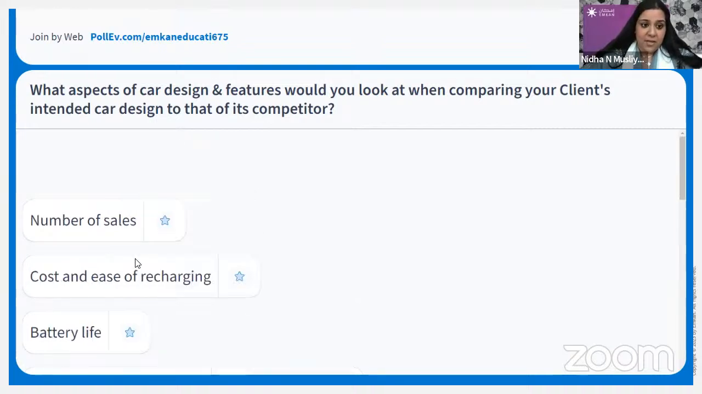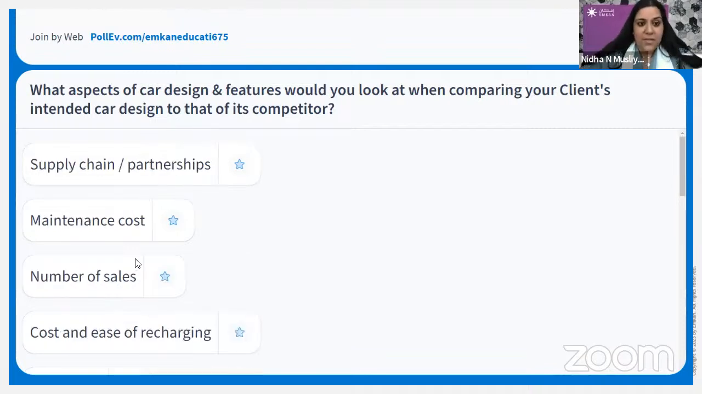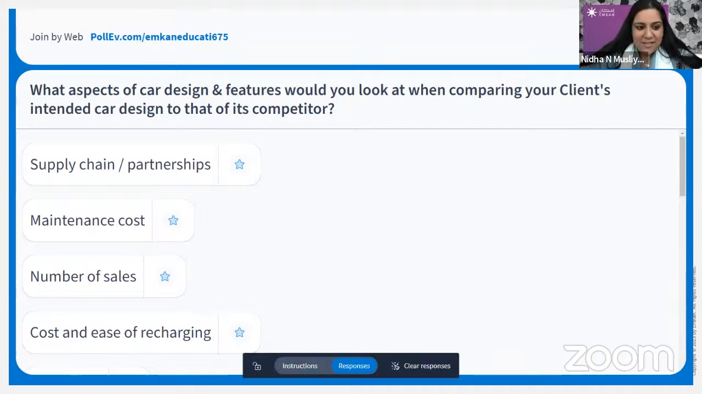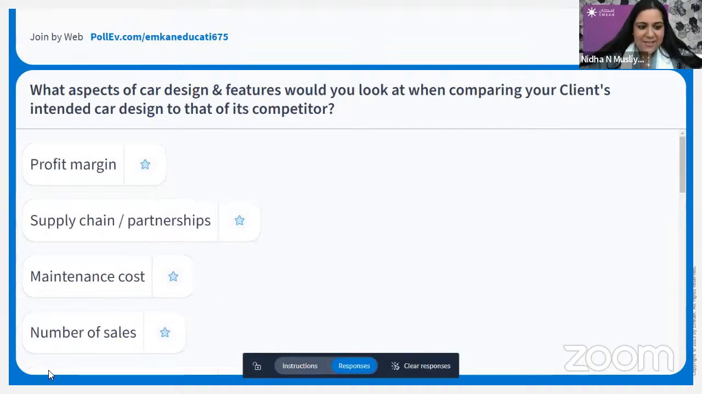Okay, number of sales. Okay, the maintenance cost. So regarding the car design and features, yes, how much is the upkeep? That could be one of the features. I think people are going into the next element that we would dig further. So that's good. Supply chain, you've actually revealed an answer that was going to come for the next element. So thank you for that. We'll just go on to the next question, because that just responded to the next element.